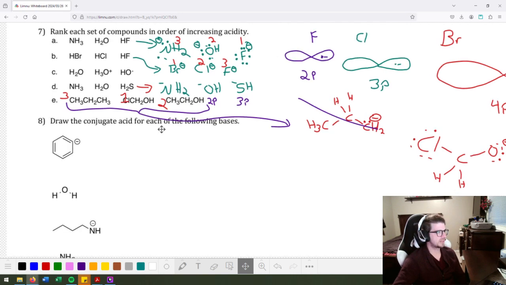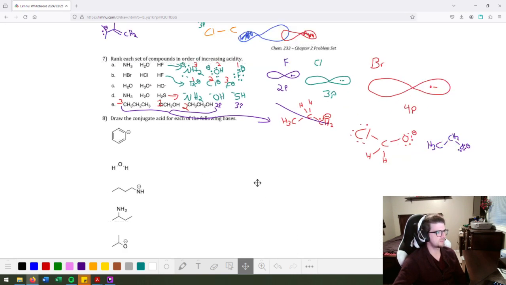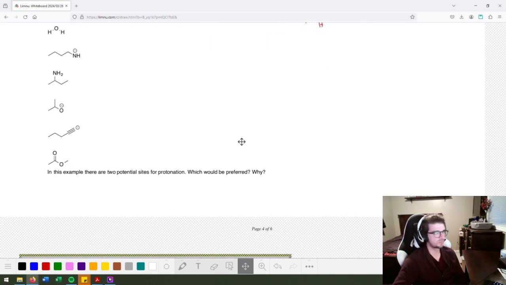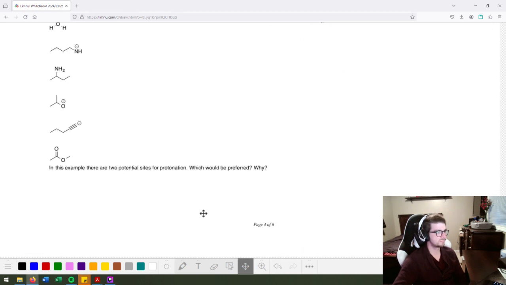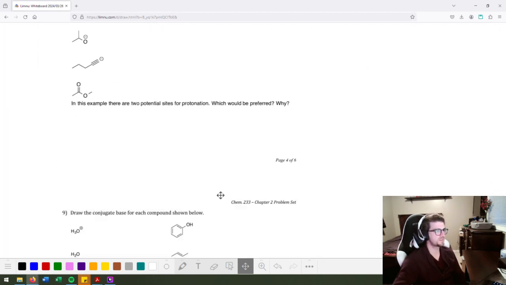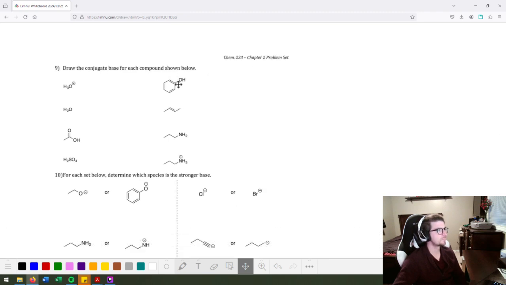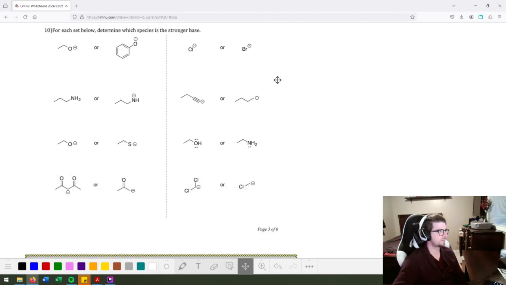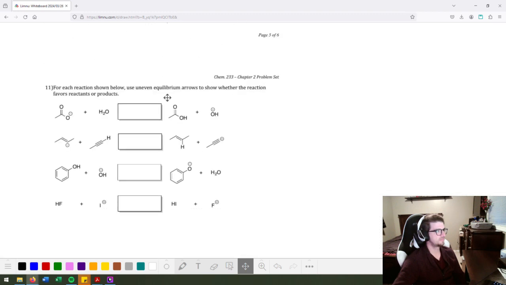Alright, draw the conjugate acid for each of the following bases. I don't feel like doing that because it's the same thing. Cool. Draw the conjugate base of the compound shown. Yeah, that's the same thing. This is just the same thing.